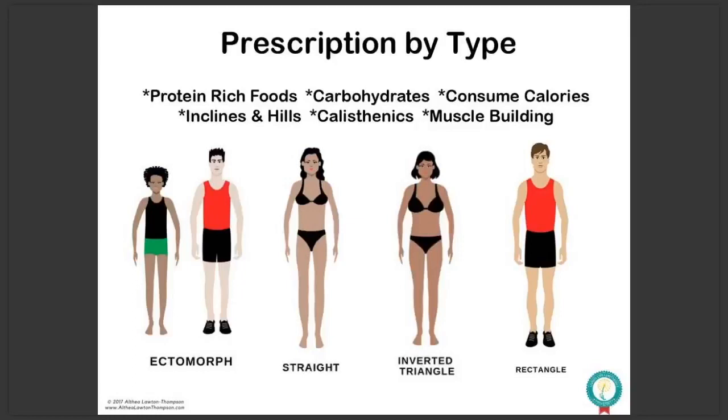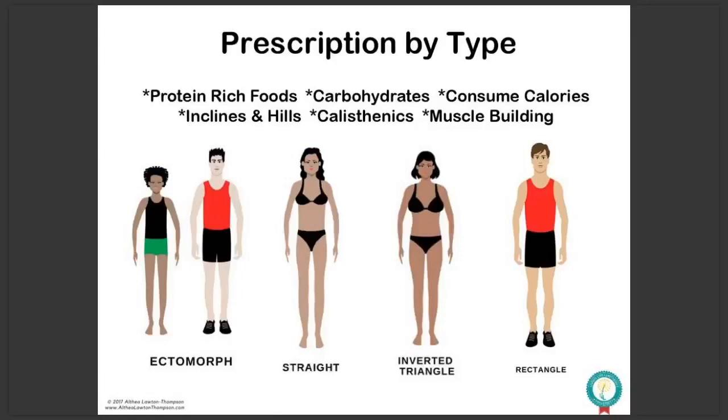Consume calories, ectomorph. You don't need to be dieting. You need to be eating. You need to be eating all day long as you're hungry. Inclines and hills are good for training. If you are using a treadmill, you should be using the incline so that you can build some muscle mass on your thighs. You should be running up and down Stone Mountain because that's going to boost whatever little booty you've got and get your thighs going and build up the calves.